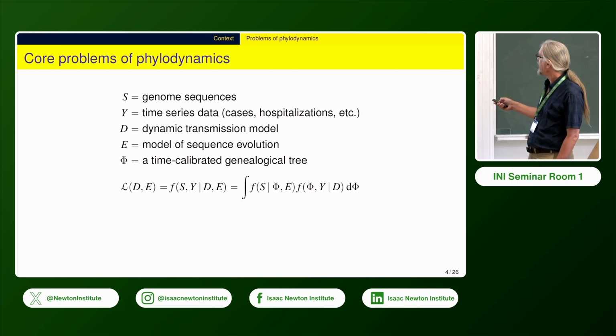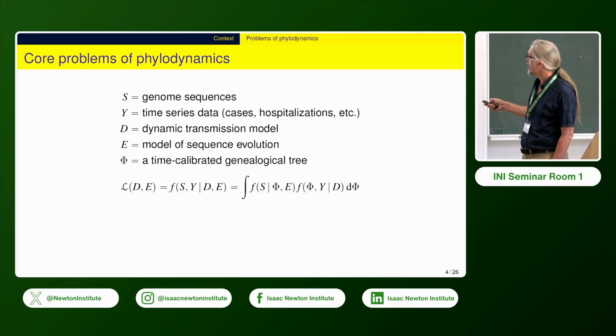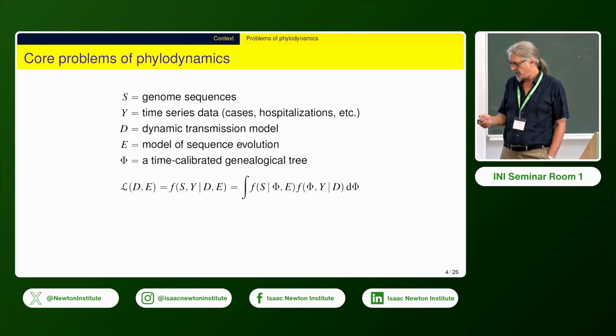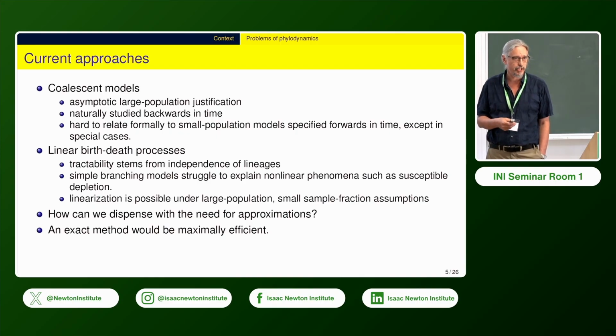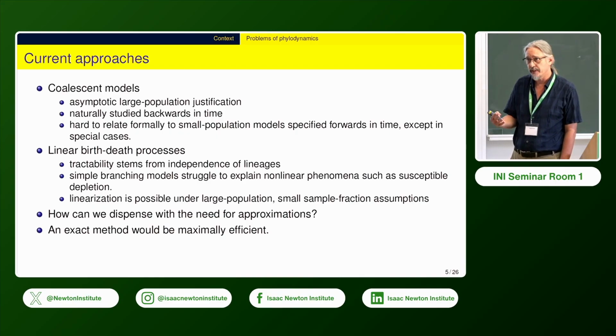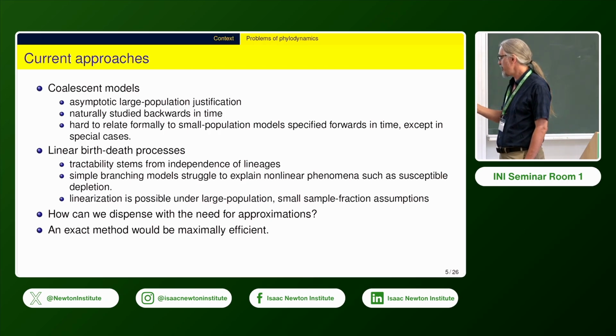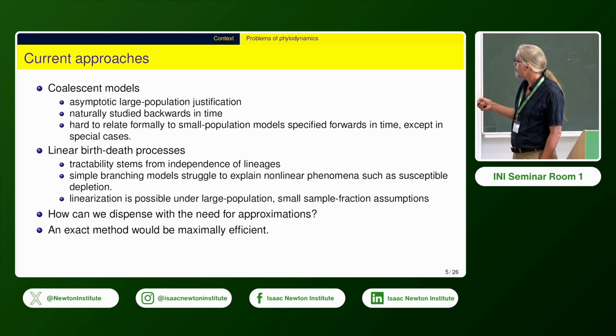What I want to focus on here is this piece. This has received a lot of attention in the literature. I think there's definitely room for improvement there, but this has really lagged behind, and so that's what I want to focus on. So there are two different approaches to working out the likelihood of a genealogy given a transmission model that have been widely used.